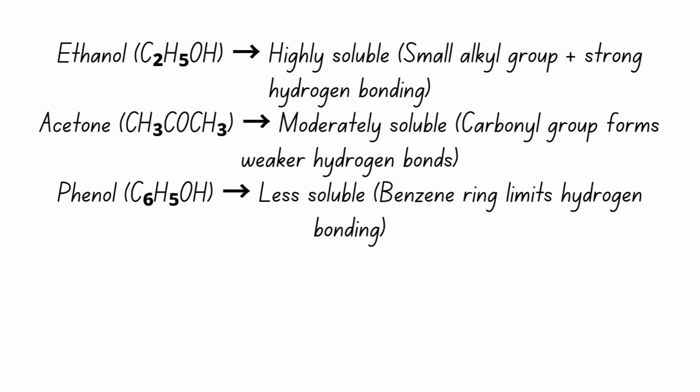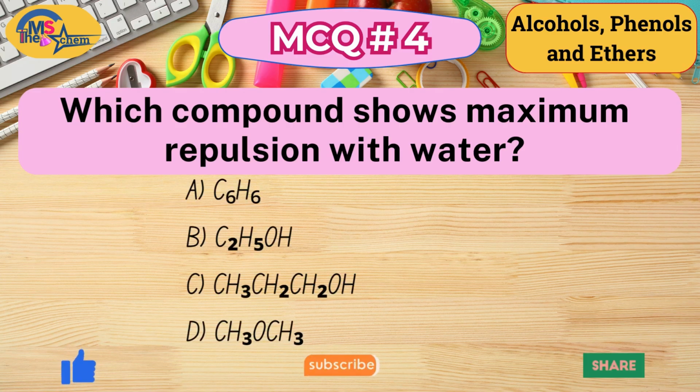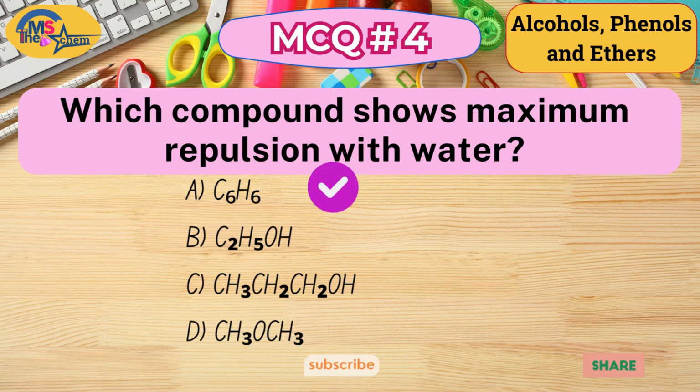bonding with water molecules. And now question 4 is which compound shows maximum repulsion with water? Here four options are given. Option A is benzene, option B is ethyl alcohol, option C is propanol, and option D is dimethyl ether. The true answer to this question is option A, benzene.